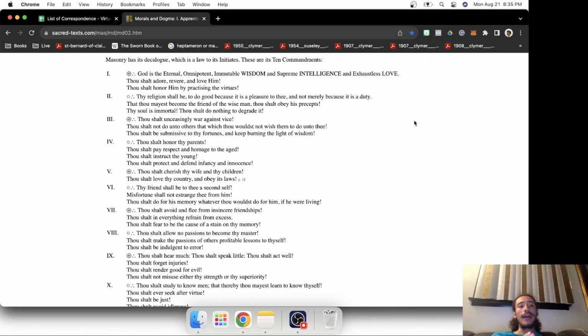Then this is where I'm going to end on. This is the Masonic Decalogue, which is a law to its initiates. And these are the Ten Commandments. God is the eternal, omnipotent, immutable wisdom and supreme intelligence and exalted love. Thou shalt adore, revere, and love him. Thou shalt honor him by practicing the virtues.